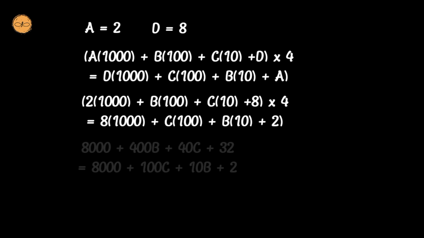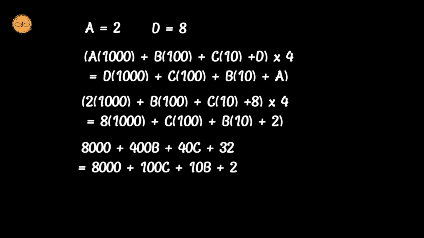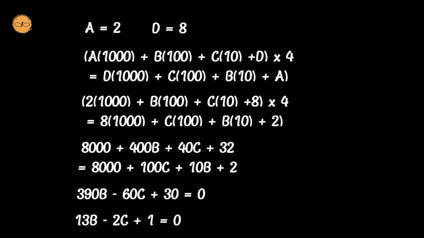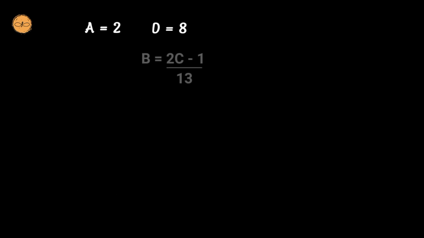Let's simplify this. We have 8000 on both sides. Then we have 30 minus 2, so that'll be equal to 30. Then we bring over 400b minus 10b and 8c minus 100c, so we get 390b minus 60c plus 30 is equal to 0. We divide both sides of the equation by 30. We get 13b minus 2c plus 1 is equal to 0. Now we might as well solve for b, so we get b is equal to 2c minus 1 all over 13, so we know that 2c minus 1 has to be divisible by 13.